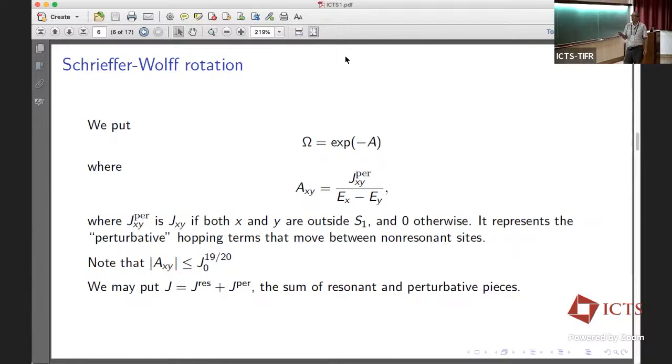So we want to define a rotation, the Schrieffer-Wolff rotation. It's given by this matrix A_XY, which I call the perturbative part of the off-diagonal matrix J_XY. That means it's J_XY, but only for those X and Y that are outside of S1. Otherwise, it's 0. So I'm only going to perturb in those terms that I know are suitable for perturbation. I don't perturb with respect to anything large. That's a general philosophy in mathematical physics.